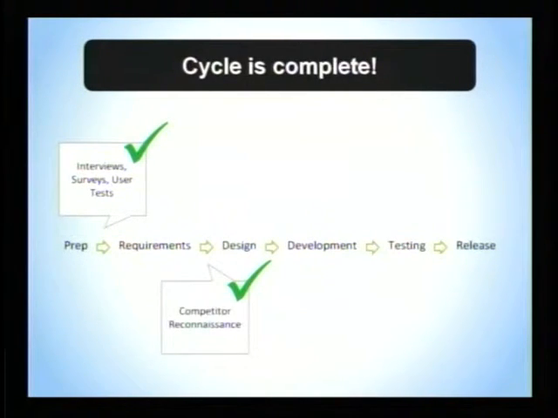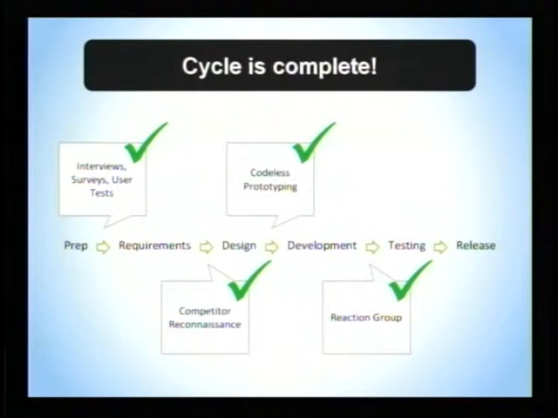Then we built our requirements, and then we did some competitor reconnaissance to inform and inspire ourselves about what else is out there and how people have solved these problems in the past. And after doing some design work, we built codeless prototypes so we could see and feel what our product would be like before we actually made our product. After development, we threw it to our peer group, our reaction group, to see what their professional opinion was and how they literally reacted to our offerings. And then, after testing, we did another round of experience testing to make sure there was nothing we missed. So this is the entire Agile research process, and the cycle is complete.